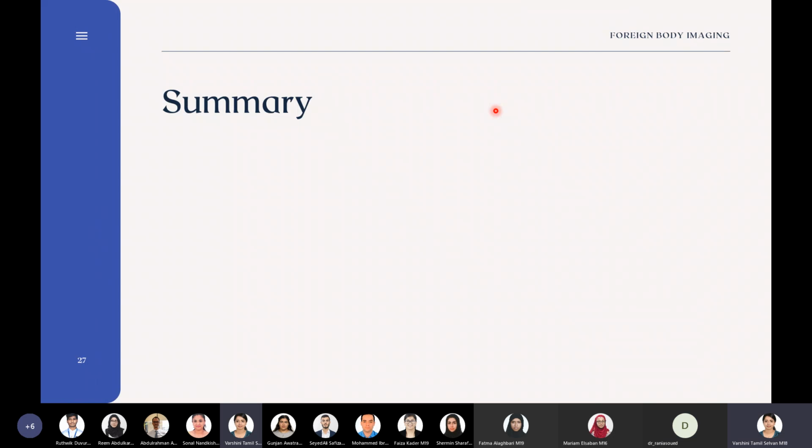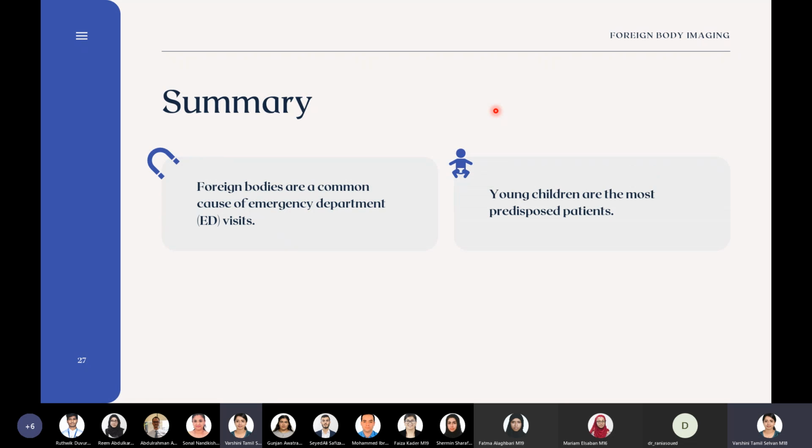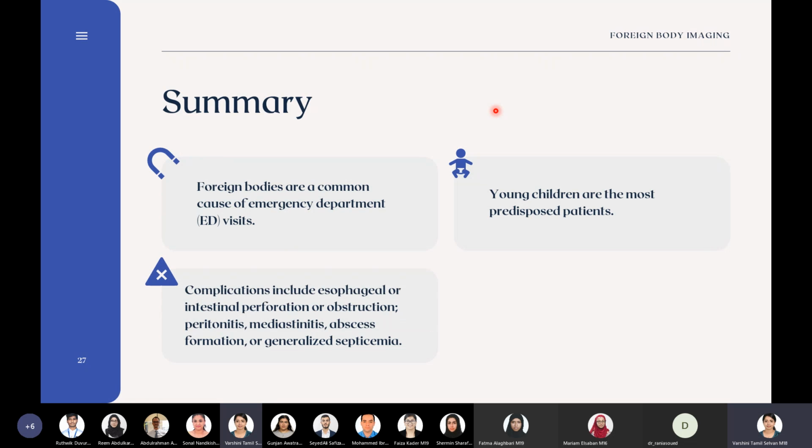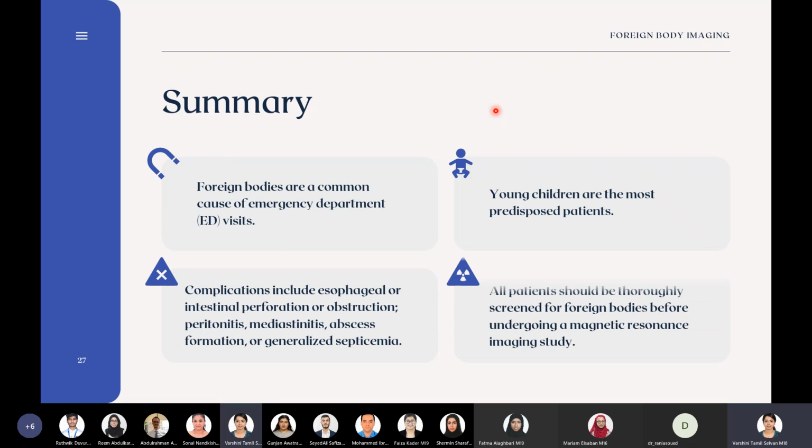So with that, we are finished with our cases. So let me summarize my presentation. Foreign bodies are a very common cause of emergency department visits. Young children are the most predisposed patients. Complications can include esophageal or intestinal perforation or obstruction, peritonitis, mediastinitis, abscess formation, or generalized septicemia. And lastly, like Dr. Rania said, all patients should be thoroughly screened for foreign bodies before they undergo an MRI study.